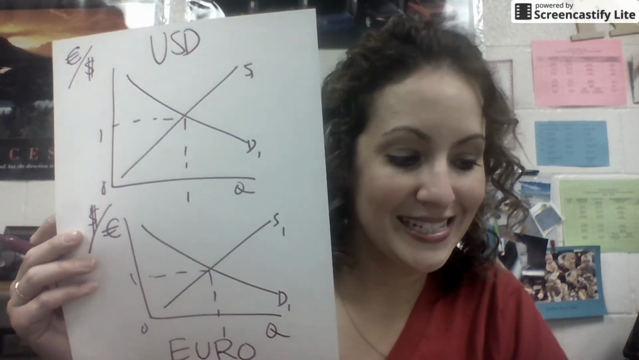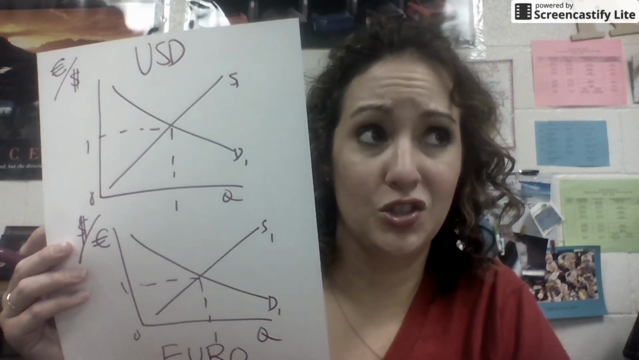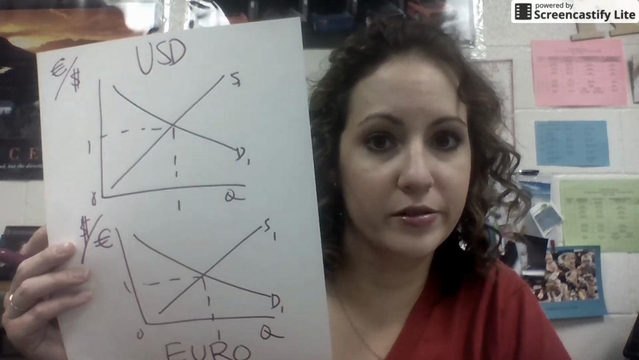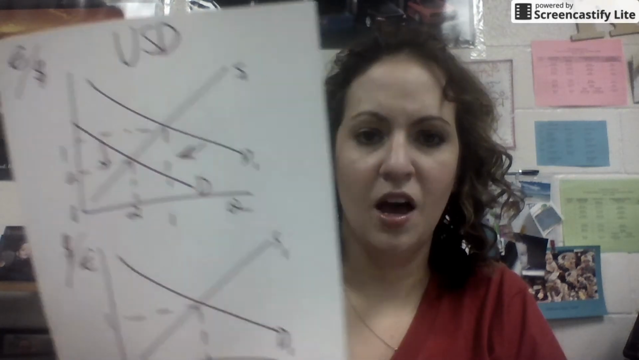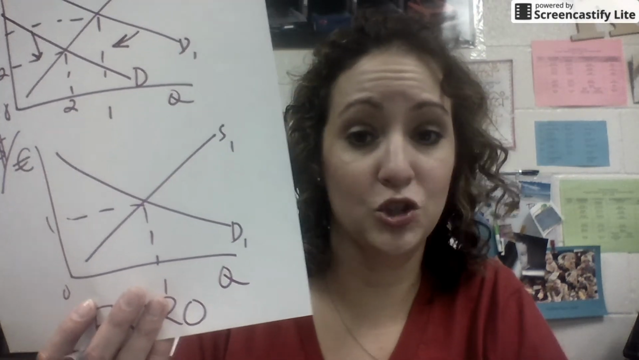If Europeans dislike new American auto designs, they don't need the dollar. They're not going to buy cars. They don't need American cars. They don't need American dollars. So demand of dollars shifts to the left. On that top graph, demand will shift to the left, depreciating the American dollar.